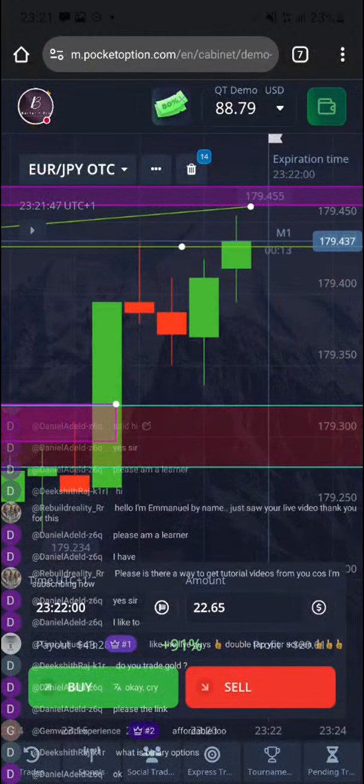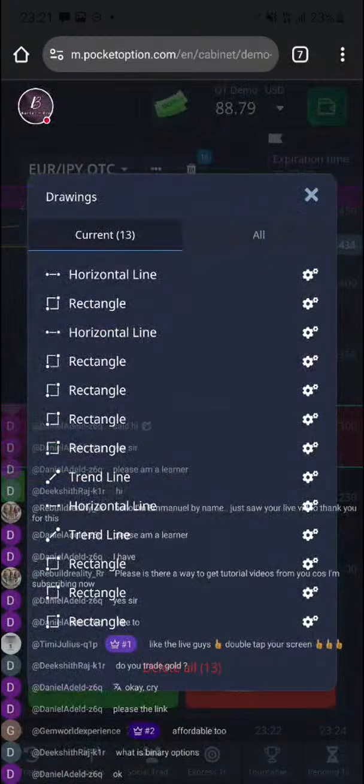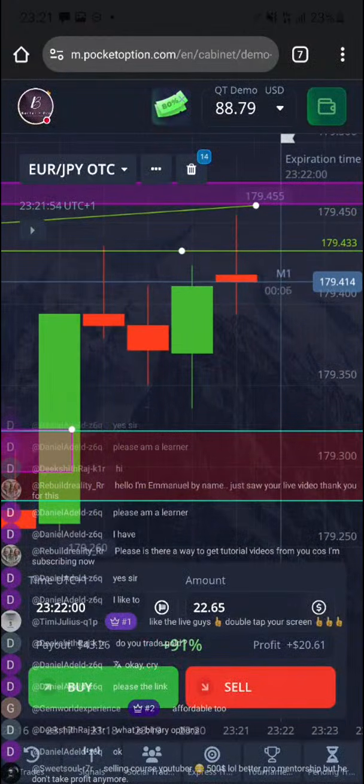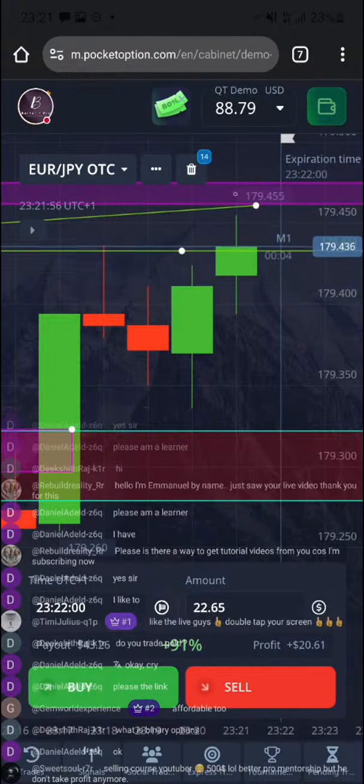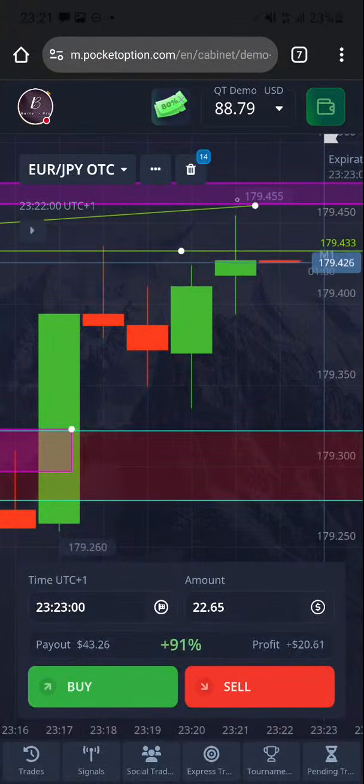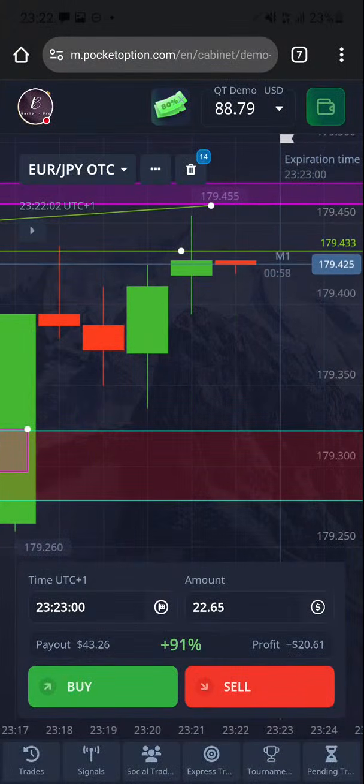Oh, I was waiting for price to enter here. Come on now, enter this place so that we can take a good trade. I was waiting for price to enter here so that we can take a good trade.